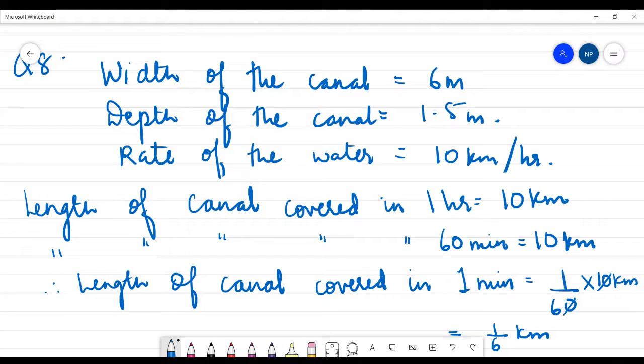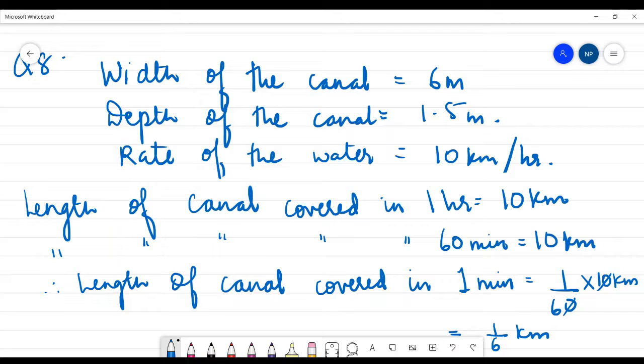Question number 8 says water in a canal which is 6 meter wide and 1.5 meter deep is flowing with a speed of 10 kilometer per hour. That means if the height and the width is given, children, that means the canal is cuboidal in shape. So first of all, we will write what is given in the question, that the width of the canal is 6 meter, depth of the canal is 1.5 meter, and the rate of the water that is flowing is 10 kilometer per hour. Moving forward with the question, how much area will it irrigate in 30 minutes if 8 centimeter of standing water is needed?